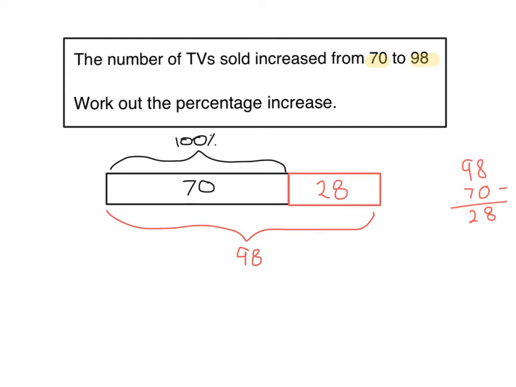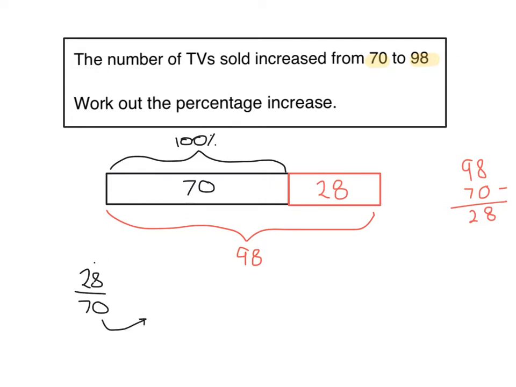Okay. Now I want to know, by what percentage did it increase by? So that's in relation to my original amount. So what I could say is that it's increased by this fraction. Now this fraction would be 28 out of 70. It's increased by that fraction. Now I want to know what percentage has it increased by. So we've got 28 and 70.